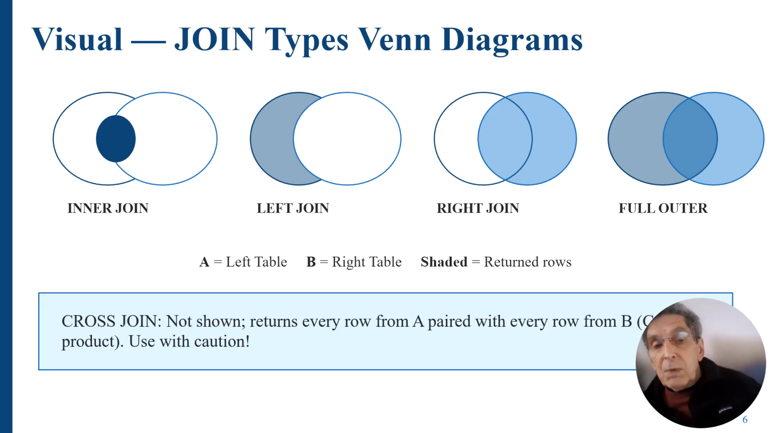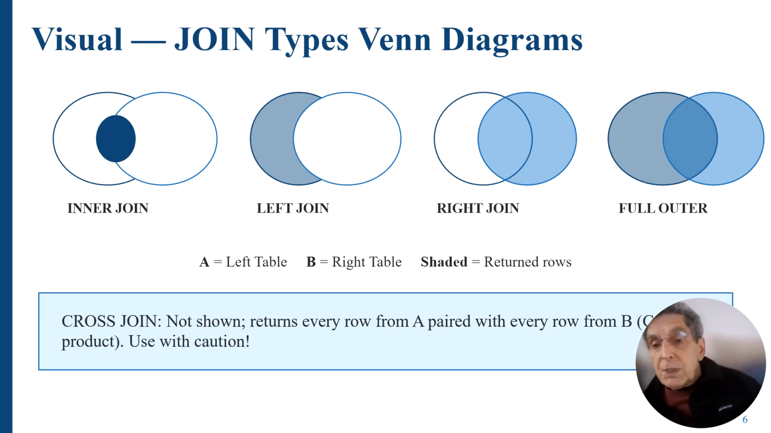So you've got to, in your mind, think of that as being colored just like the opposite in the right join. They should be parallel. For right join, it's the opposite, the entire right circle plus the intersection. So for full outer join, you get both circles completely shaded, and we get everything from both tables.